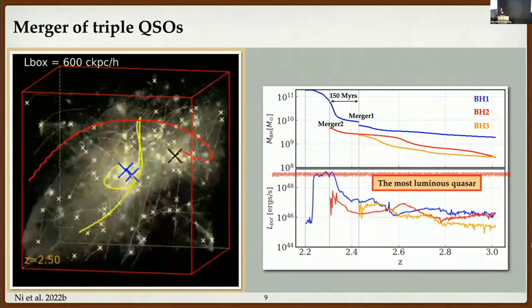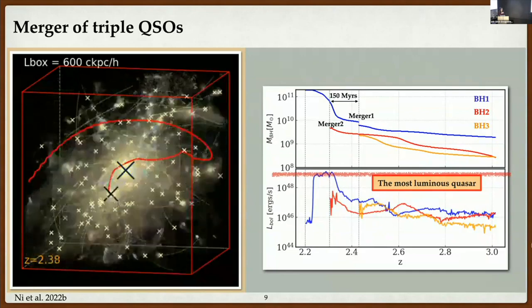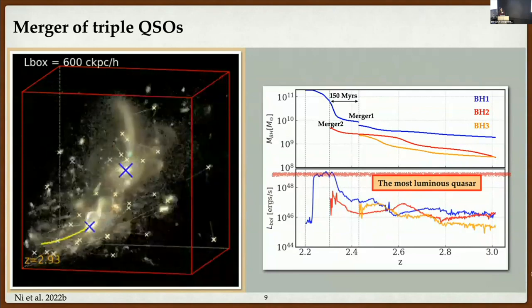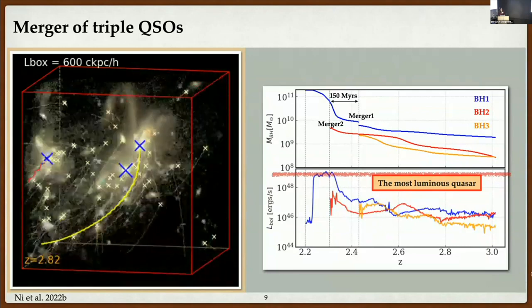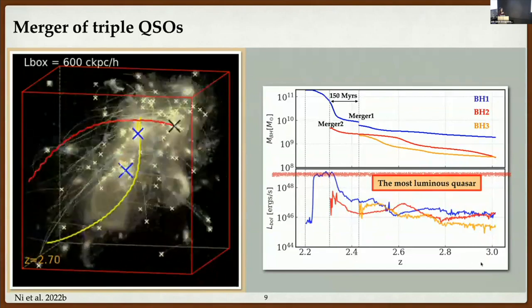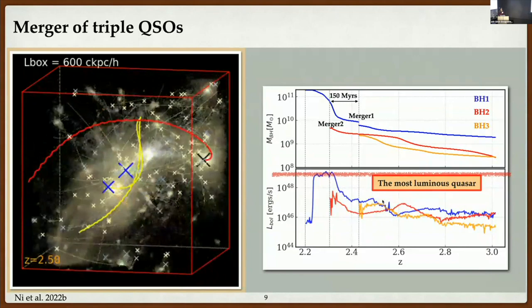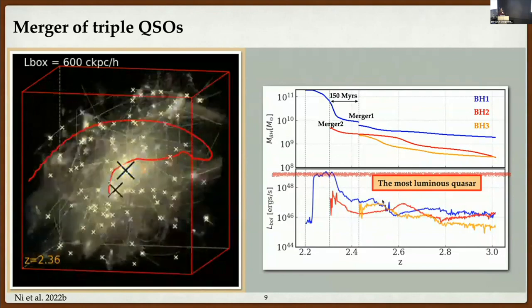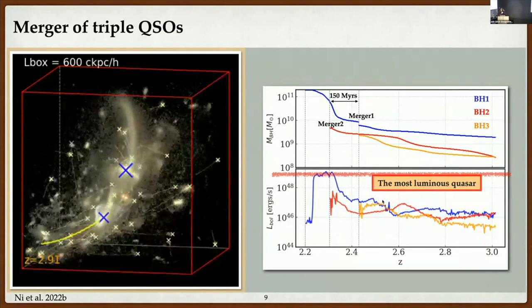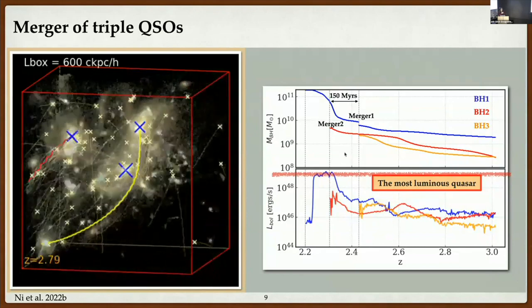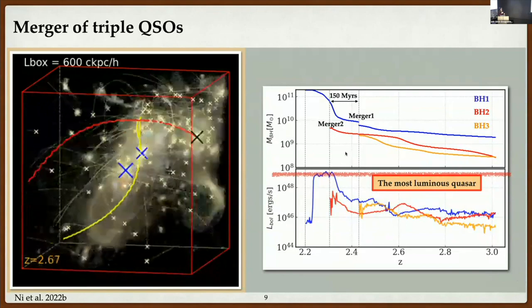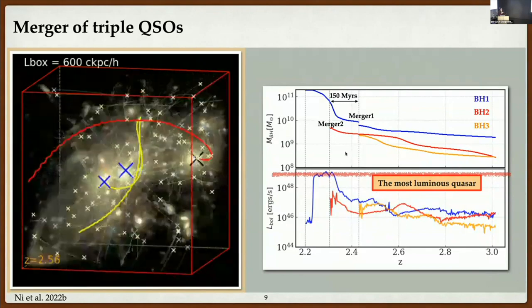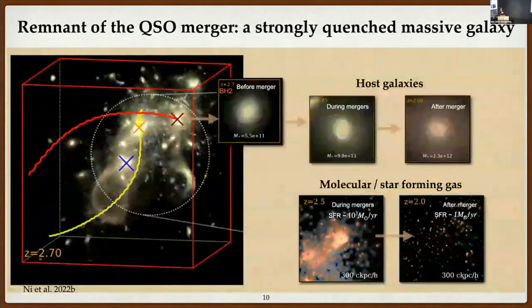Through these violent mergers of their host galaxies, the systems undergo a very short period of active gas accretion that is near Eddington, and that powers the most luminous quasar in the entire simulation, approaching a few times 10^48 bolometric luminosity. After this short period of close to Eddington accretion, the end product of this violent merger is an ultramassive black hole with mass approaching 10^11 solar masses, and a rapidly quenched massive galaxy.